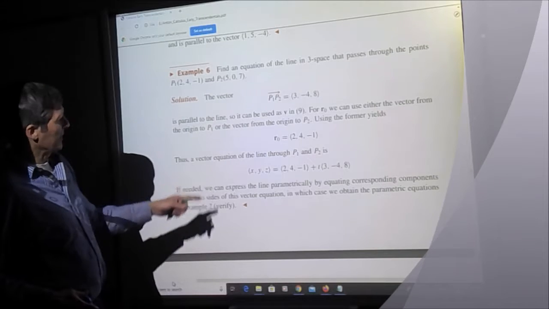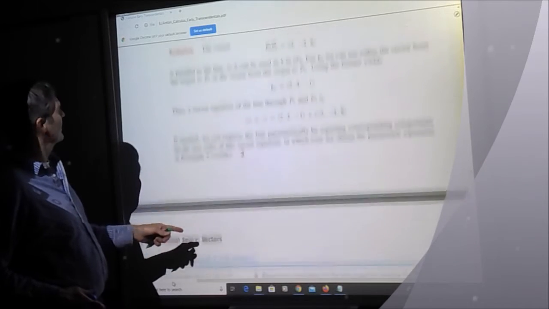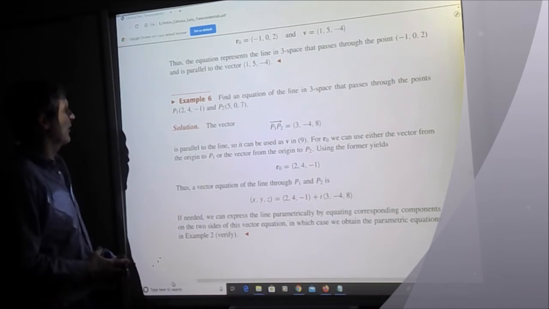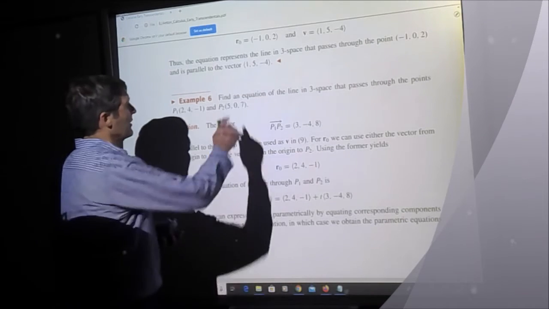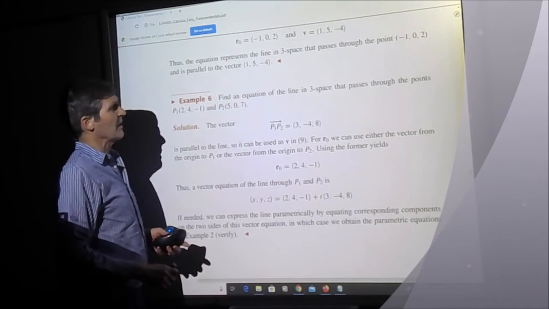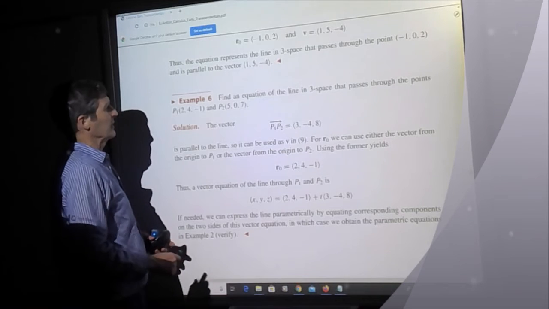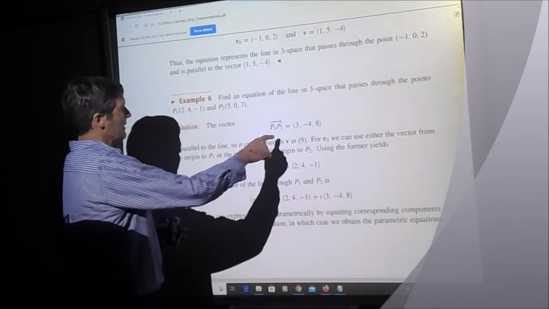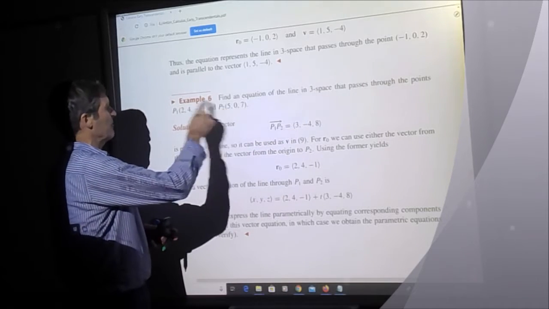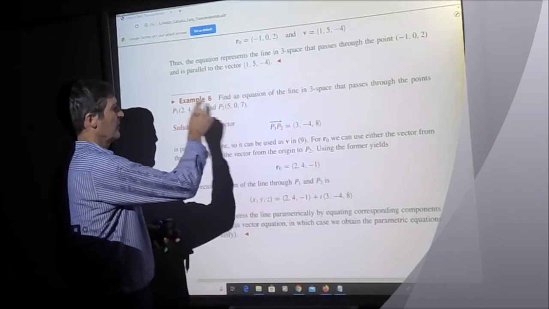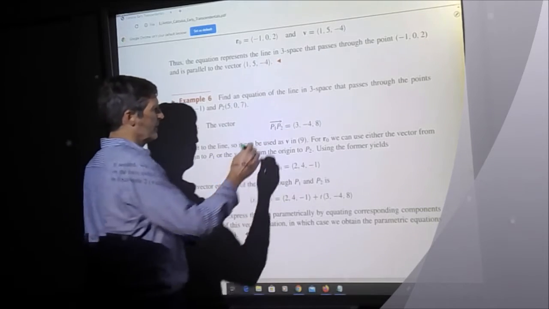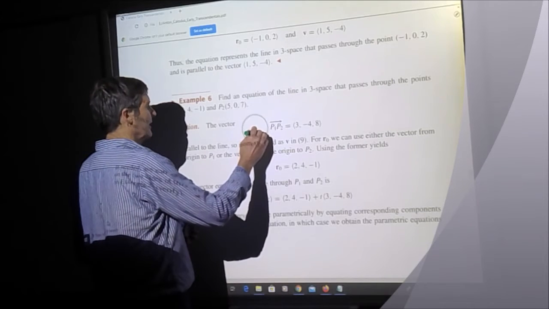I want to make one more mention of line segments. Let's do one more thing. On this problem, it says find the equation of the line in 3 space that passes through these 2 points. Let's instead find the line segment that passes between those 2 points. We take the vector from P1 to P2 by taking their differences. P2 minus P1 is 5 minus 2 is 3, 0 minus 4 is minus 4, and 7 minus a negative 1 is 8. So here is the direction vector V.